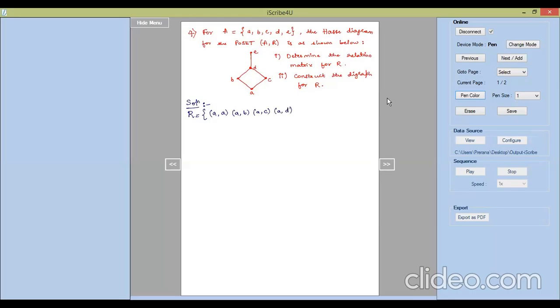Now what about A comma E? Yes, we can write down A comma E also. Indirectly A and E are connected. So A to B, B to D there is an edge. D to E also there is an edge. So A comma E also is obvious. Again this is the transitivity property applying twice.